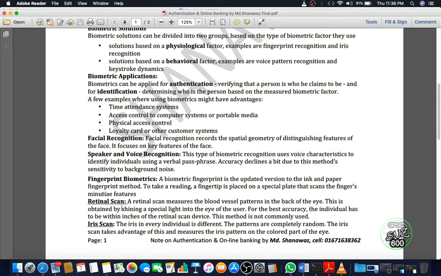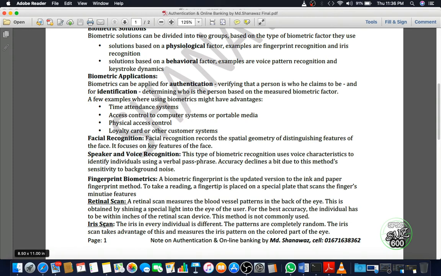The next one is the retina scanner. A retina scan measures the blood vessels, which we have already learned from the book, in the back of the eye. This is obtained by shining a special light into the eye of the user. For the best accuracy, the individual has to be within inches of the retina scan device. It needs to be very close to the device. This method is not commonly used.